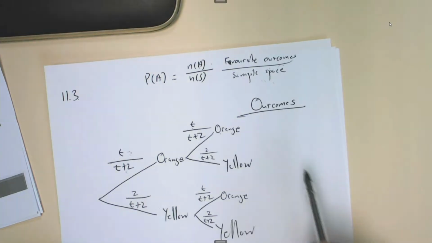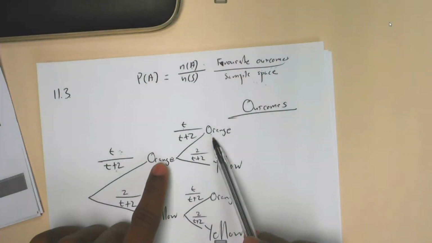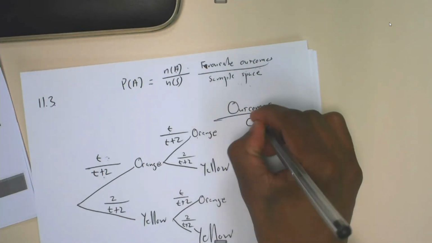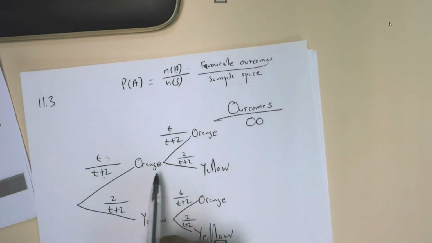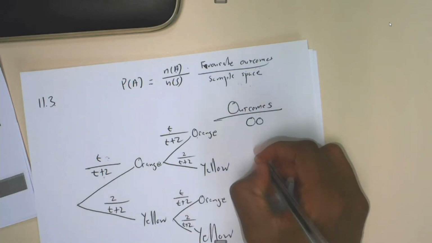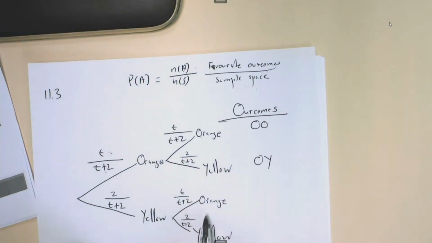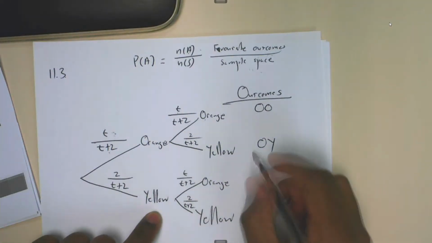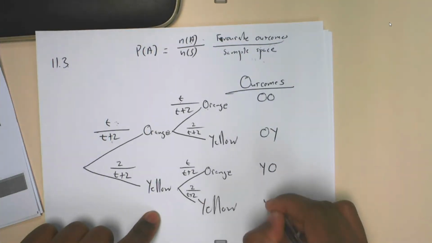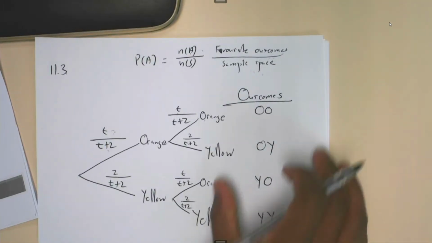Now outcomes, the first outcome will be 2 orange balls being chosen, orange and orange. So I'll express it as OO. And then the second outcome could be orange and yellow, so O and Y. The third outcome could be yellow and orange. And then we can also have yellow and yellow. So those are our outcomes.